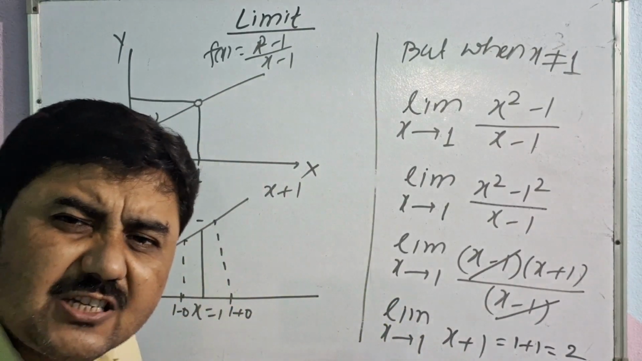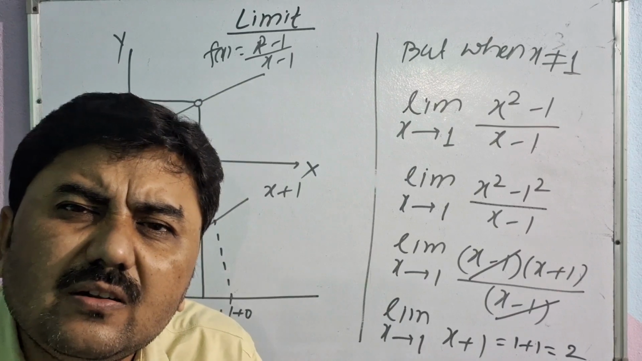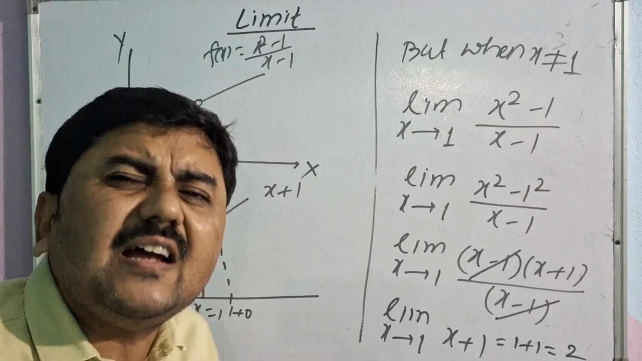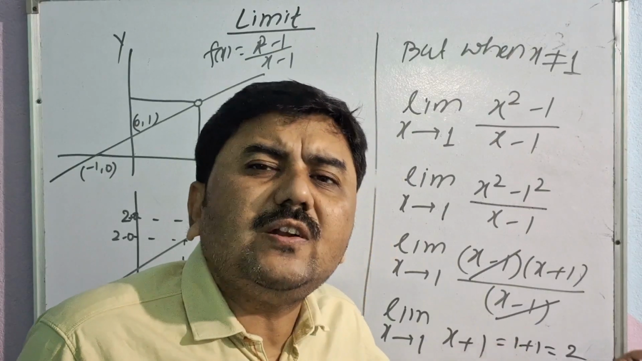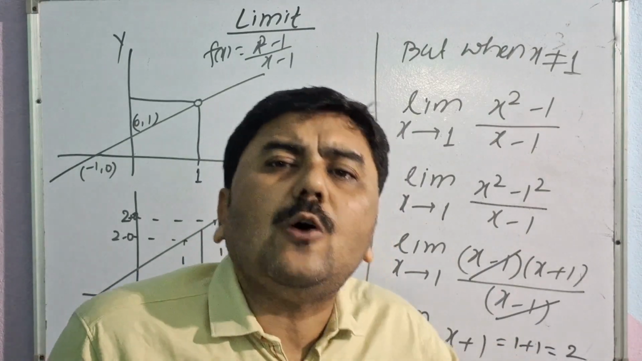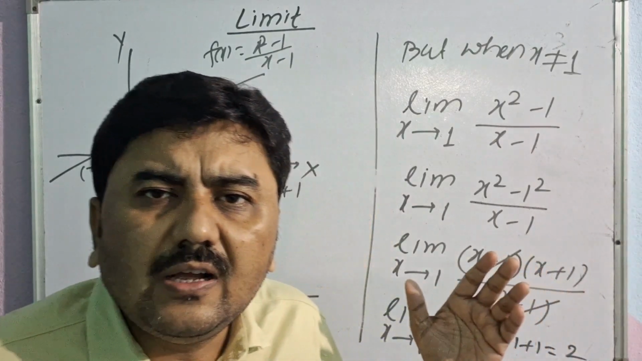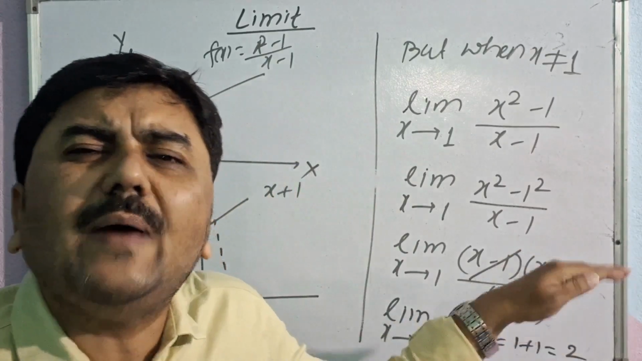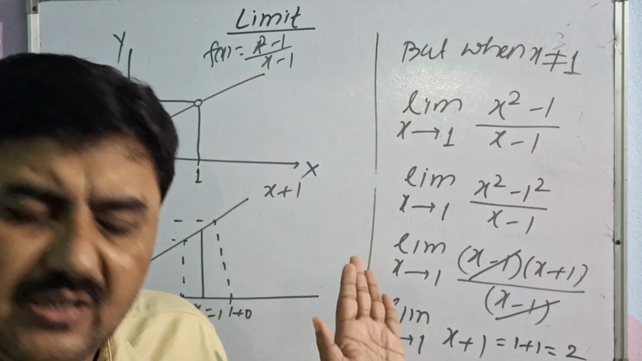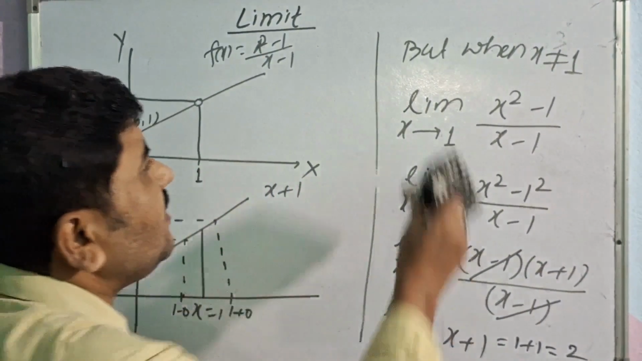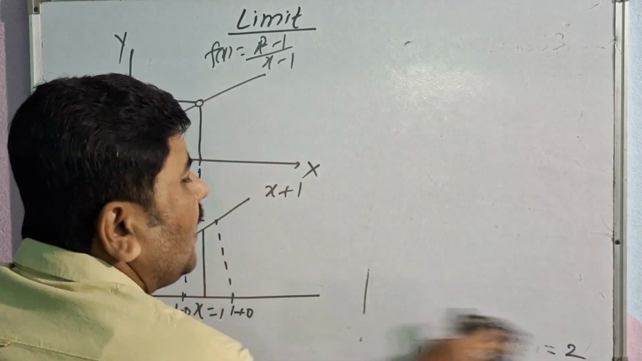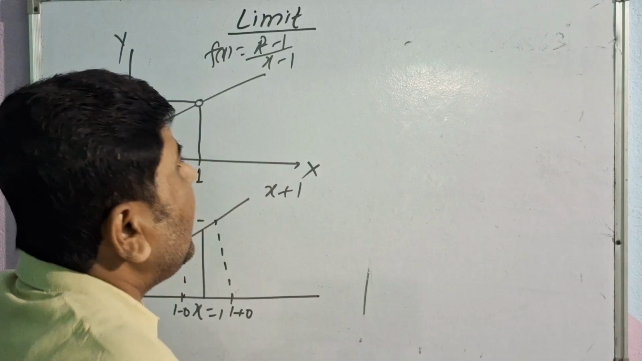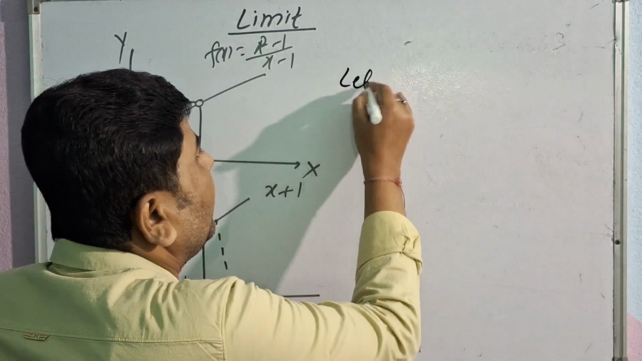If we put x tends to 1 from less than 1, 0.99999, that is 0.99999 plus 1 equal to 1.99999. That is also approximately 2. And these both values are very close. Hence, we can say that limit exists and the value is 2.